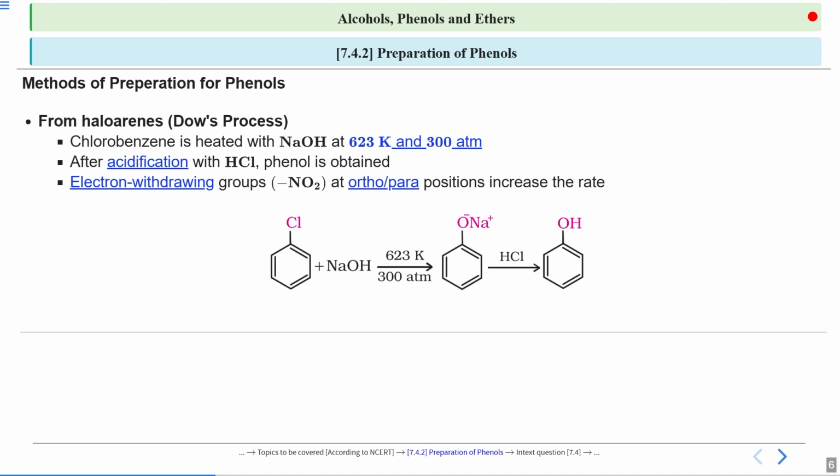Now in the initial haloarene, chlorobenzene, if any electron withdrawing group is present at the ortho and the para positions, it is going to withdraw the electrons, making the carbon at which the chlorine is attached more electrophilic. When chlorine is removed, the electron withdrawing group increases the electrophilicity of the carbon and makes it very easy for the nucleophile to attack on that carbon and give us the required product. That's why we said that an electron withdrawing group, if present at ortho and para position, is going to increase the rate of the reaction. That is Dow's process.